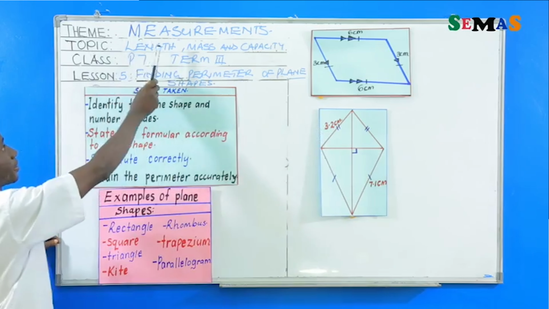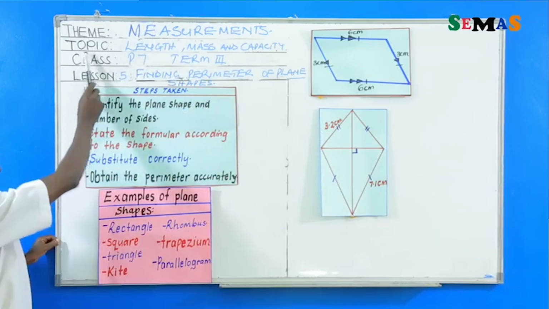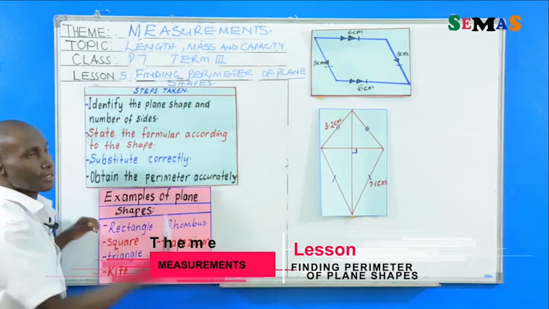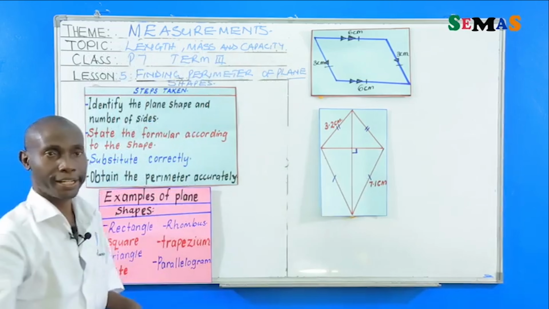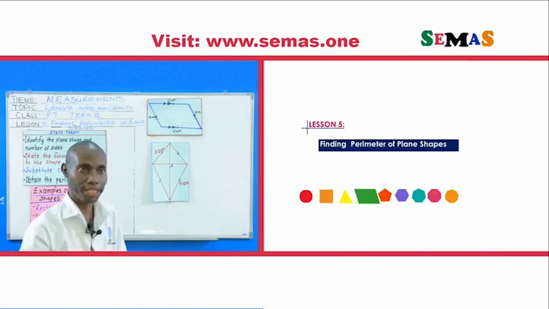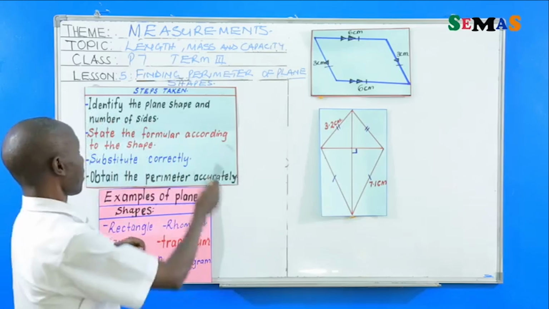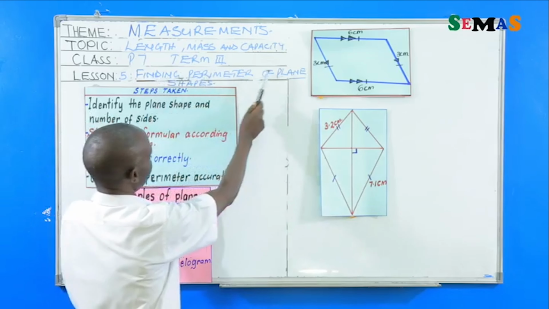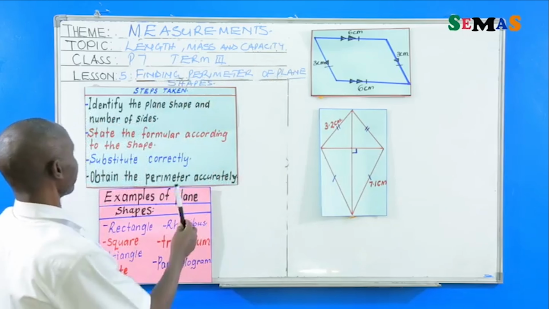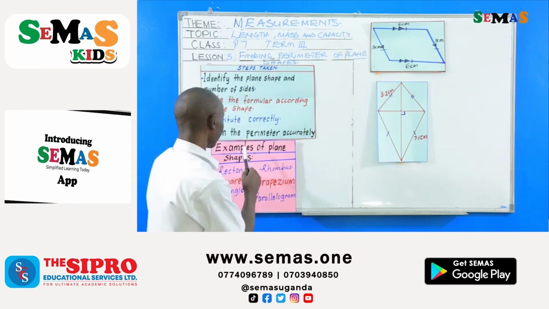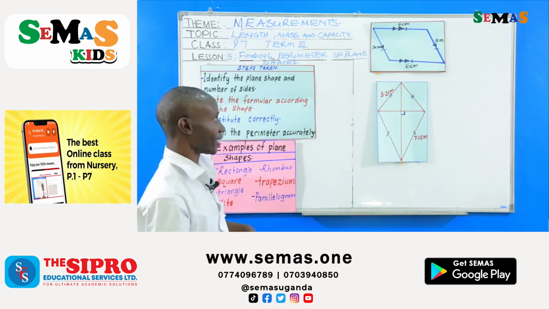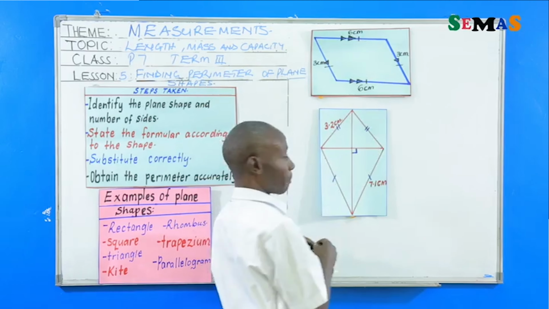Our theme is measurements, topic: length, mass, capacity, class P7, term 3, and lesson 5 is finding perimeter of plane shapes. Here we have perimeter of plane shapes. Our discussion will be guided by the steps, the plane shapes that we looked at in our previous classes, P1 to P6. And we shall go through the examples.